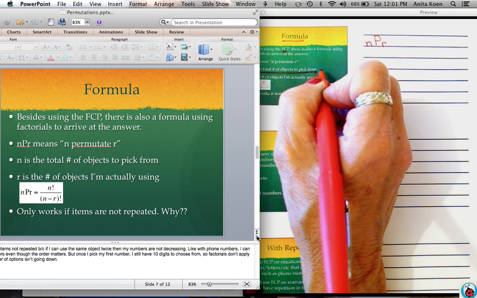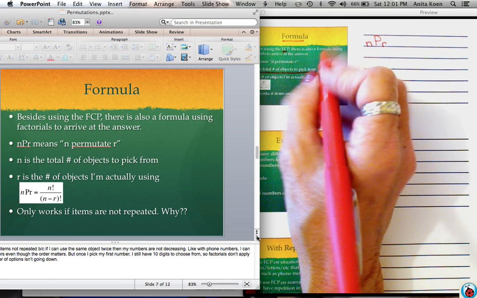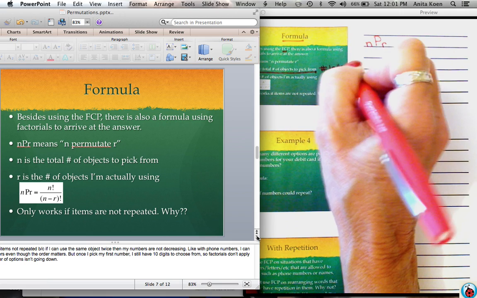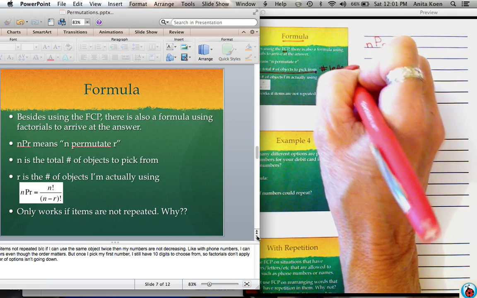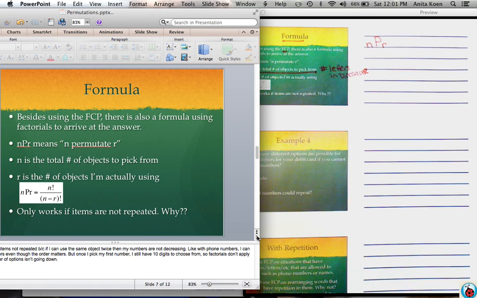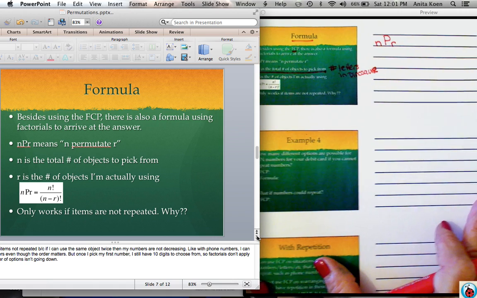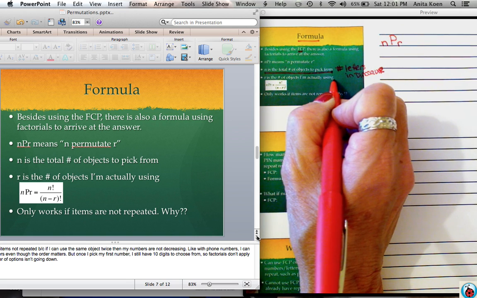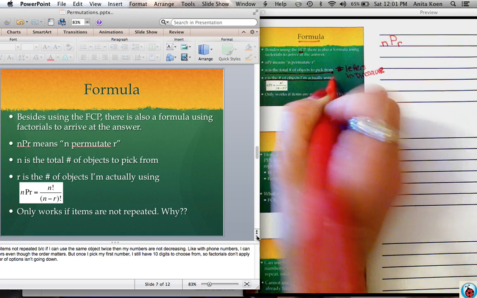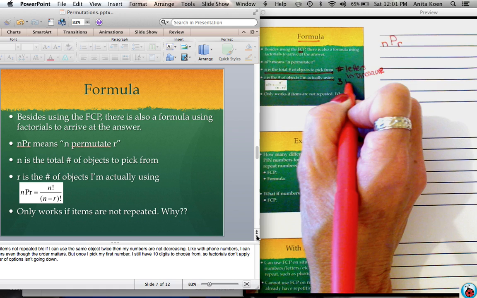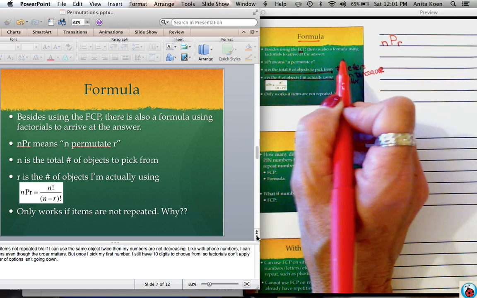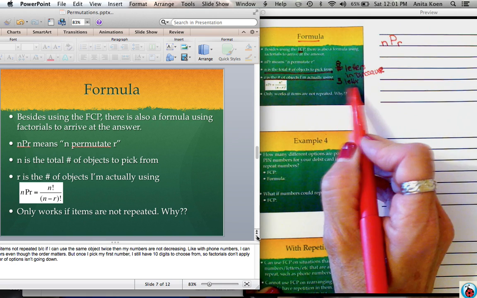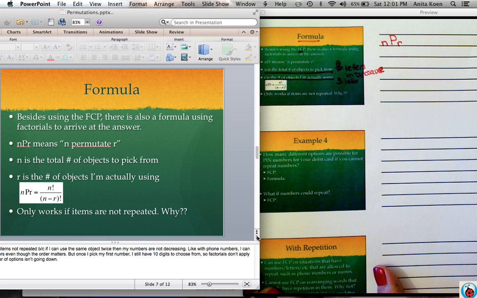So if we're thinking about our last problem, that would have been the number of letters in the word dinosaur. And then the r is the number of objects that I'm actually using. So in the last example, I was using 3 letters. So the n would have been 8 because there were 8 letters in the word dinosaur, and the r would be 3 because I was going to use 3 of them.